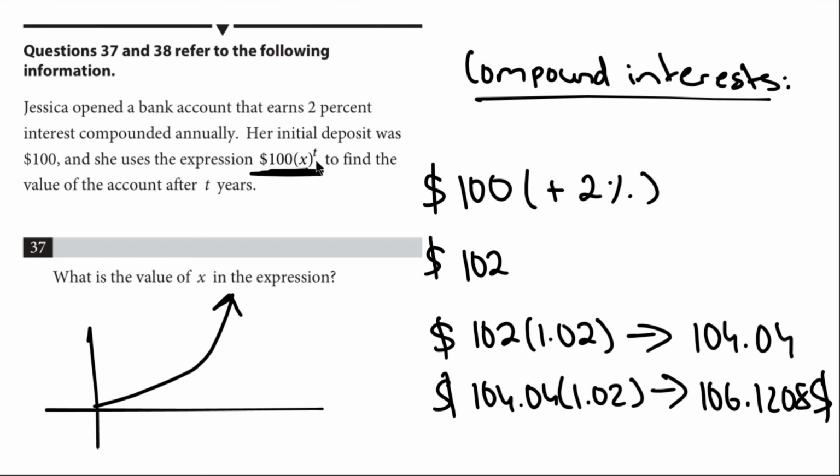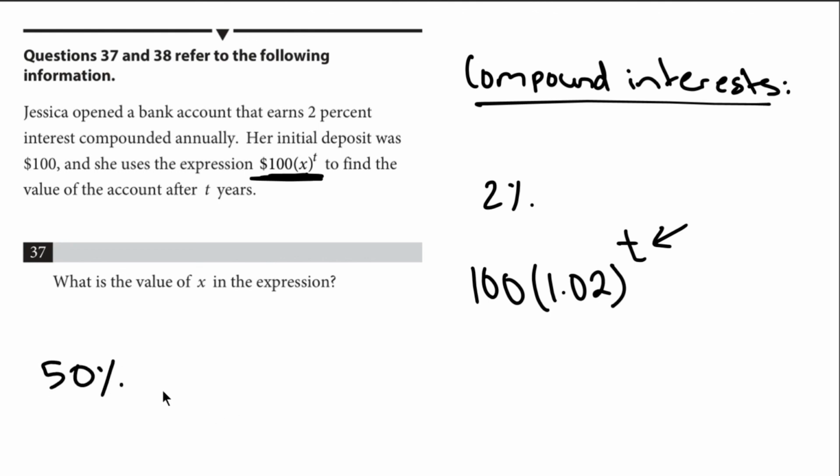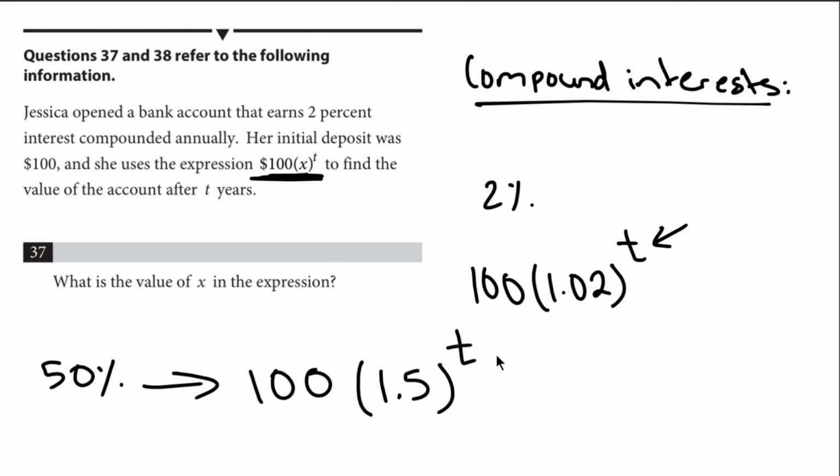So what is x? Now you have to know that for compound interest, you just look at the percent that you're adding to the initial value. We're adding 2% to $100 and every year it multiplies. So if it is a 2% compound interest, then we're going to have to multiply 100 by 1.02 and raise it to the amount of years. If it is a 50% compound interest, then we will have to multiply 100, that initial value, by 1.5 and then raise it to the amount of years.